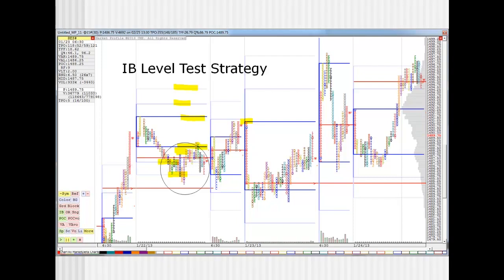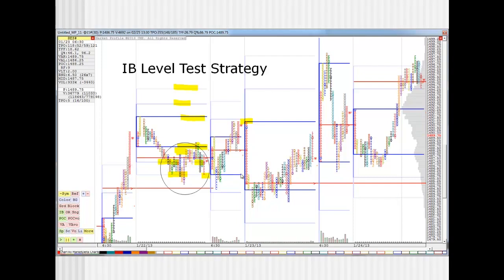Then look at what happens. This was the first, second test. We got two tests here, and now they have both failed. As soon as you see period G in this case break the low of period F, you know we are going to be dropping down. And sure enough, we drop down to the 150% level, which is quickly followed by another drop to the 200% level.